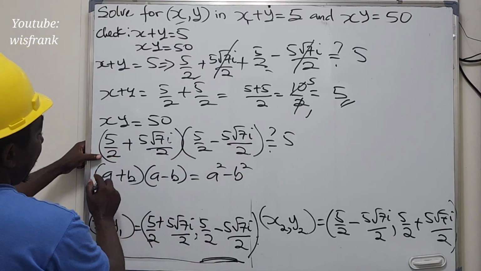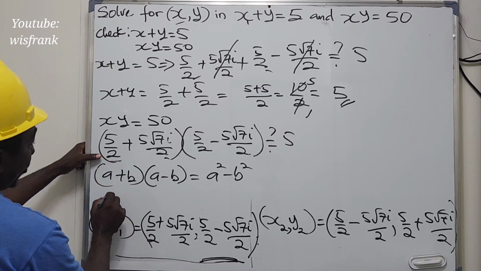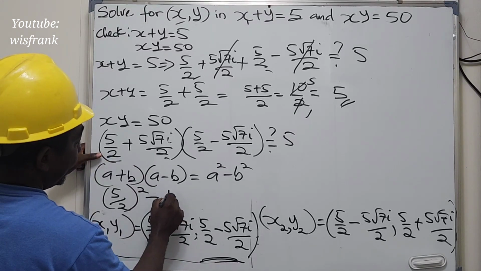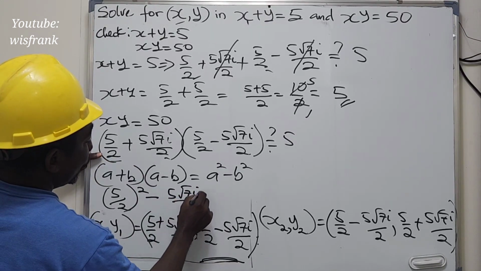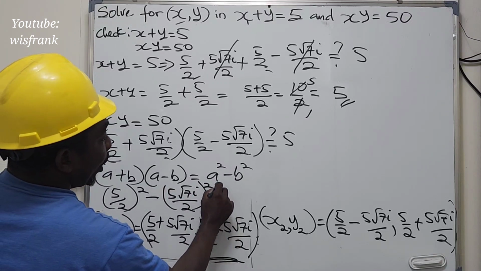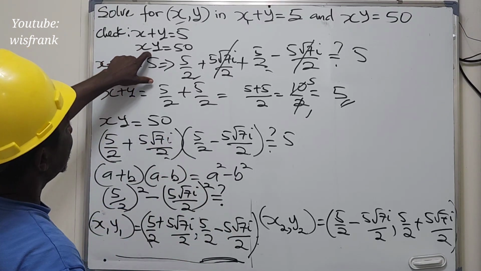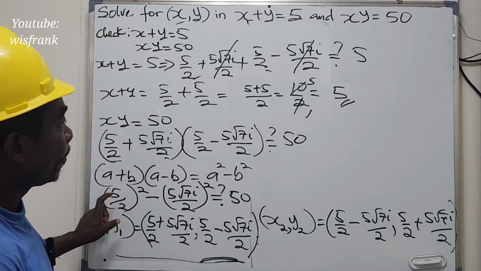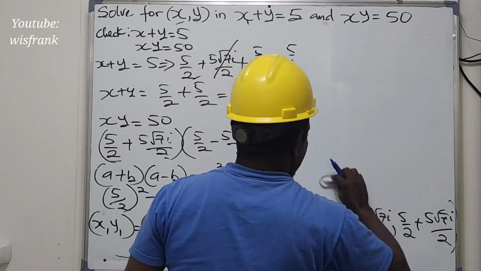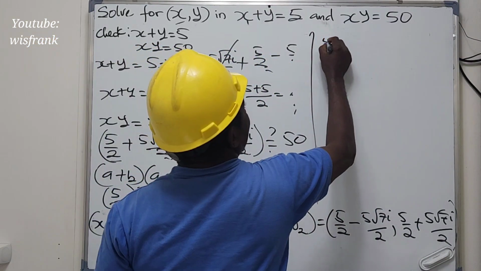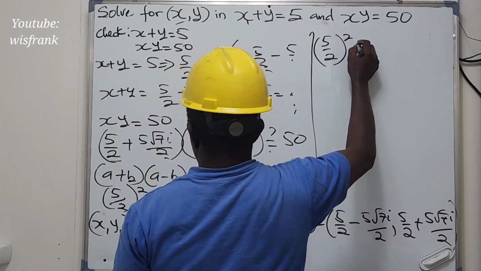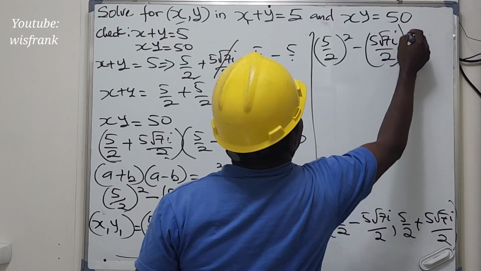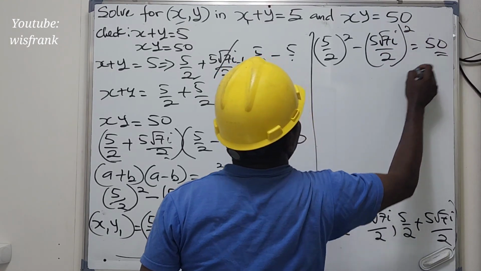If we take this as a and b, this will become 5 over 2 all to the power of 2 minus, for this we will have 5 root 7i all over 2 all to the power of 2. What is this equal to? This time it will equal 50. So let's look at this. Okay, this was 50. So from there, you can see that 5 over 2 all to the power of 2 minus 5 root 7i all over 2 all to the power of 2 equals 50. This is what we are going to look at.